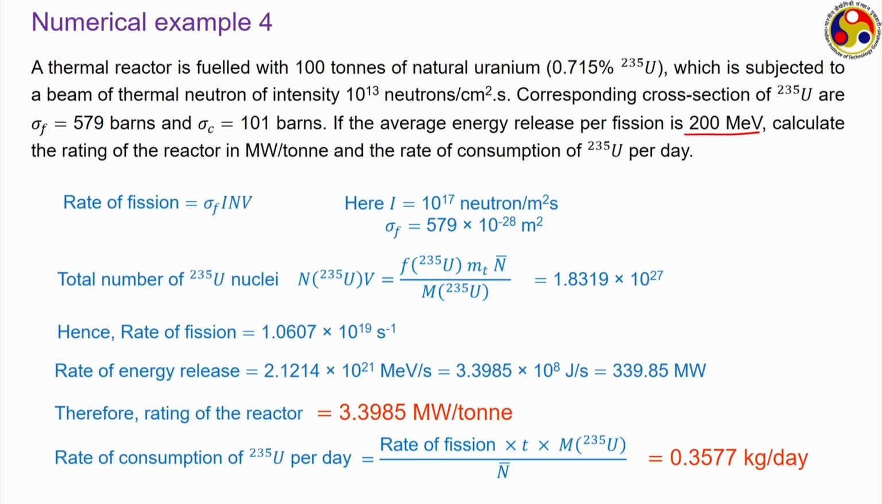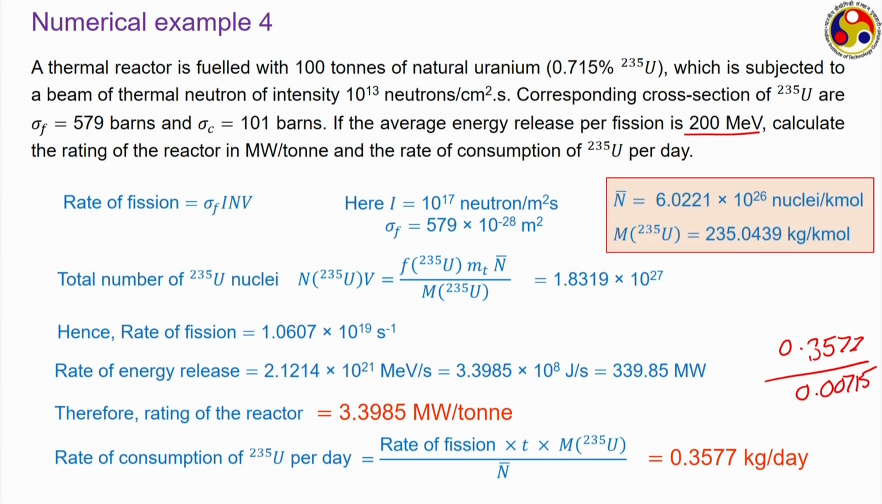If we do a corresponding calculation for, say, a conventional coal based thermal power station, the fuel requirement will be in the order of a few tons, a few 100 tons. But of course, one thing we must consider here: we are calculating only the rate of consumption for uranium 235, but that is only 0.715% of the total fuel. So, if you have to calculate the total rate of consumption of uranium, that should be 0.3577 divided by 0.00715. This should be the total rate of consumption of uranium to produce this energy level.